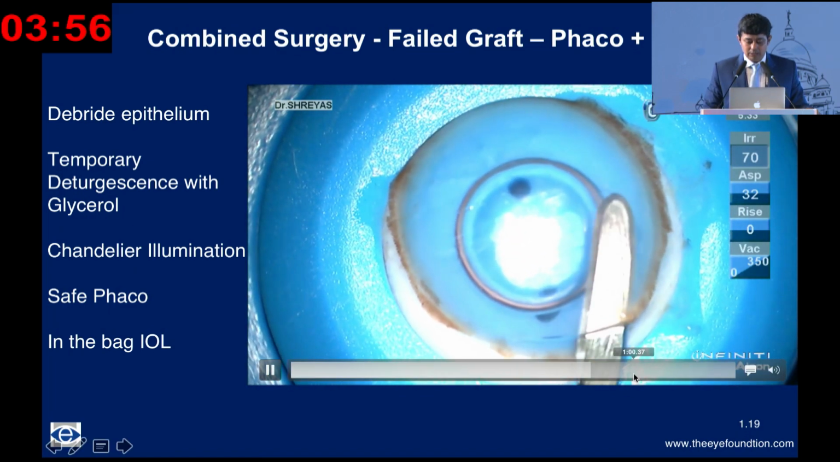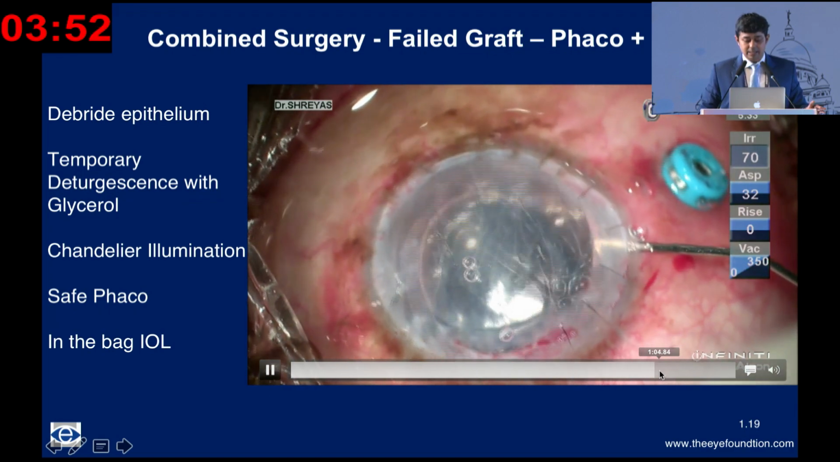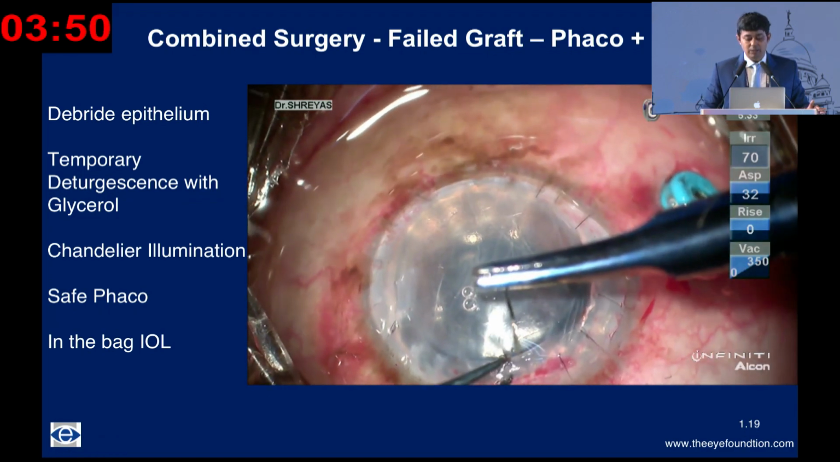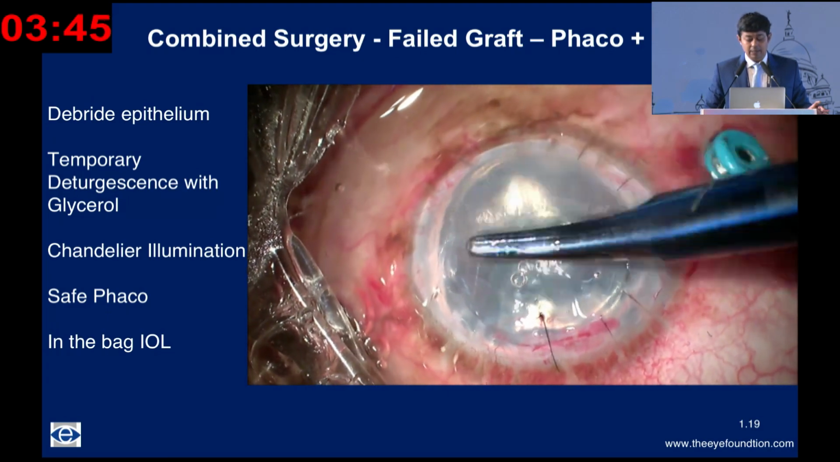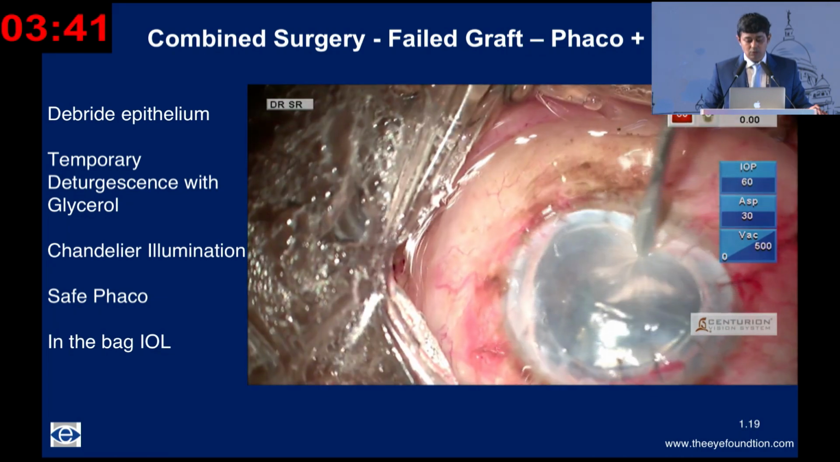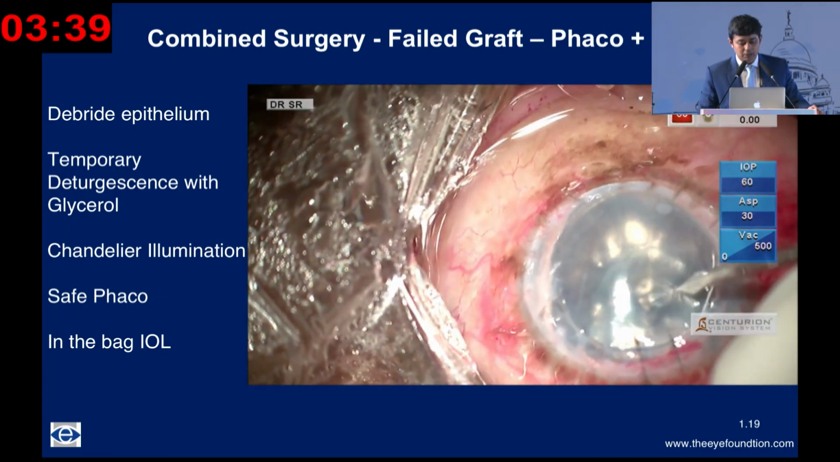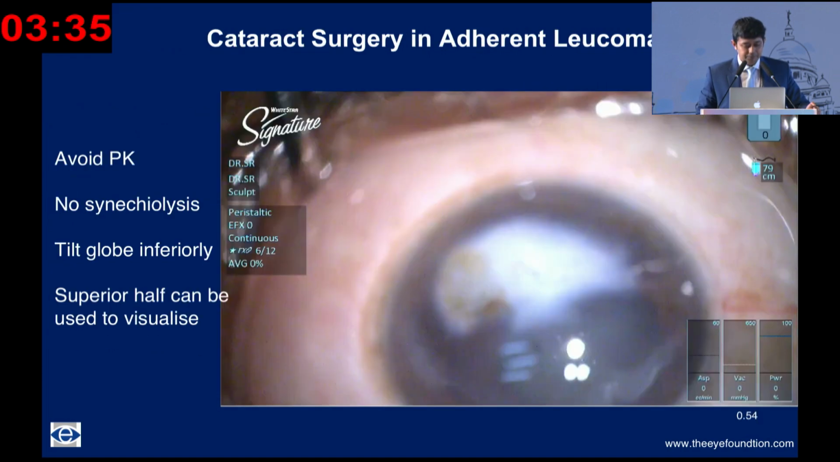I will not show the dissection part, but now since the IOL is in the bag and nicely stable, all these maneuvers which I'm doing become a lot easier, and you can go ahead with a tight fill and have excellent outcome in these patients. Definitely suturing all the ports, including the pars plana ports, becomes very important because you need a tight fill to ensure that the graft is adhering very well.